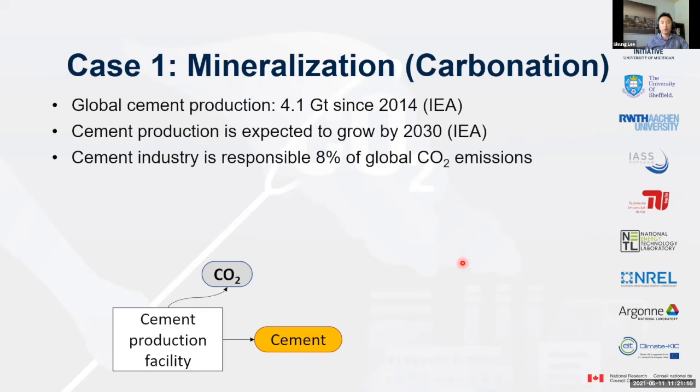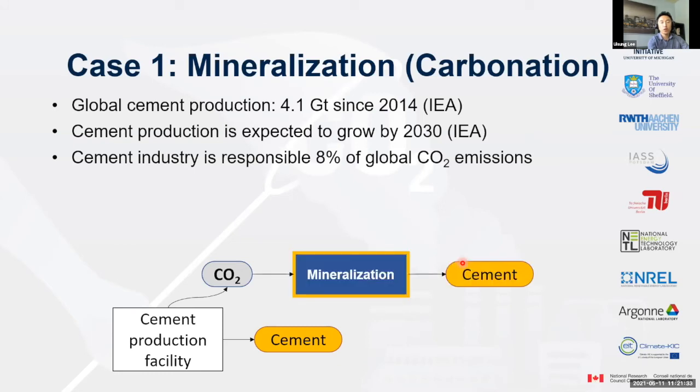But we expect the cement production would grow by 2030 based on the IEA report. And currently, the cement industry is responsible for 8% of the global CO2 emissions, meaning if we can utilize the CO2 from the cement production facilities, then we can actually benefit by reducing the greenhouse gas emissions. So the concept is to take the CO2 and make additional cement from the cement industry. So that's the one case that we are considering.